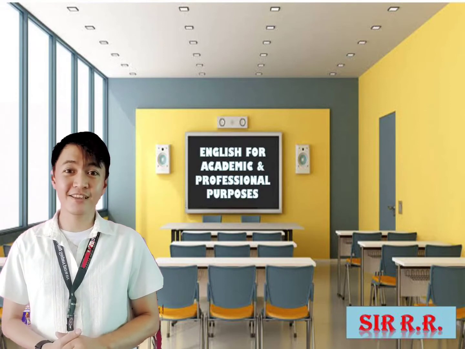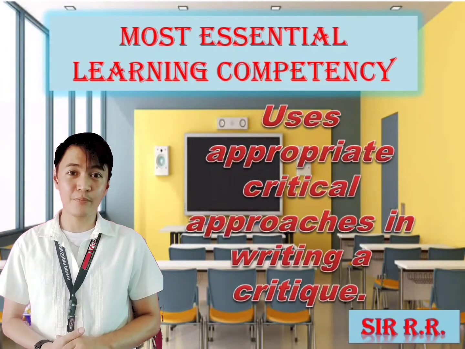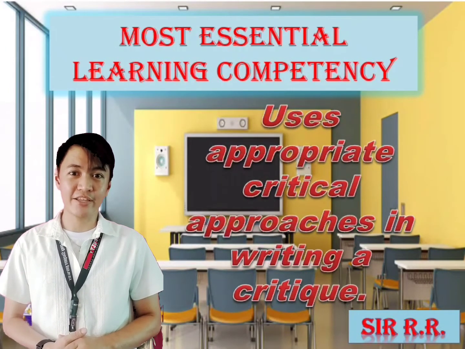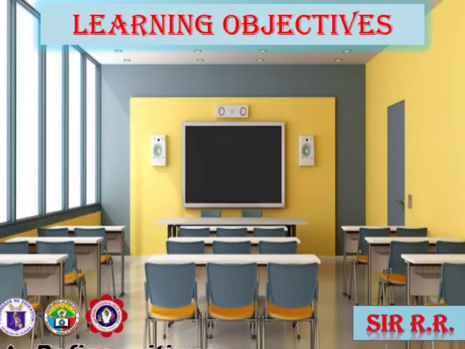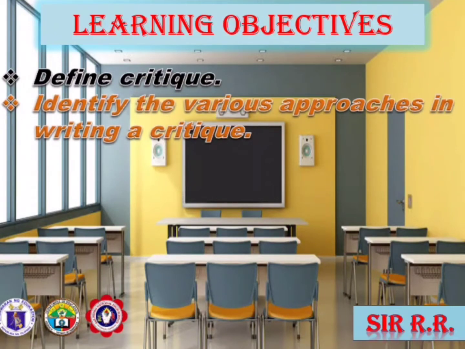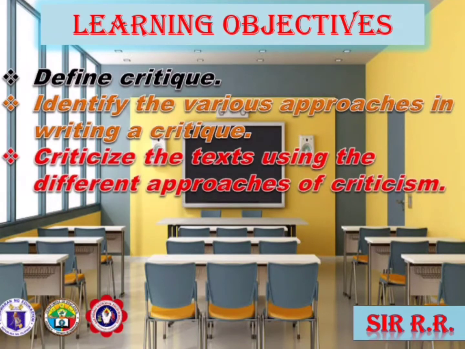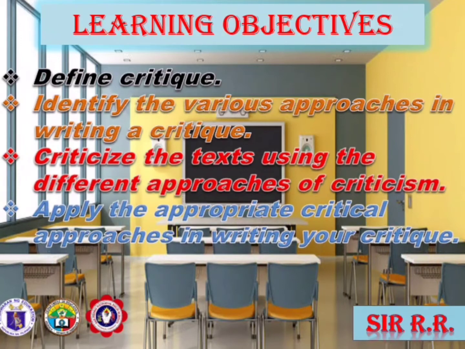Before we proceed, let us first introduce the most essential learning competency, and that is: uses appropriate critical approaches in writing a critic. And here are the learning objectives. At the end of the lesson, the learner shall be able to define critic, identify the various approaches in writing a critic, criticize the text using different approaches of criticism, and lastly, apply the appropriate critical approaches in writing your critic.